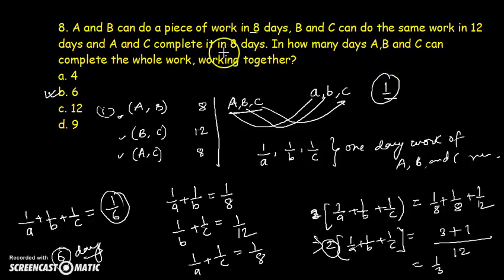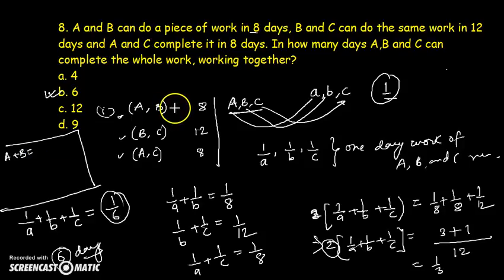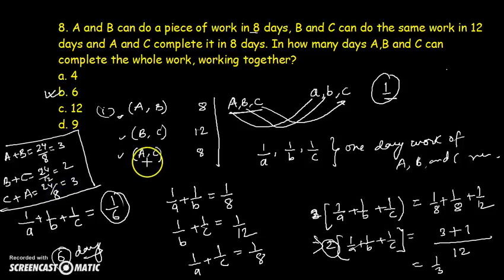The other method could be to assume the work to be not of 1 unit but the LCM of 8, 12 and 8, and the LCM is 24. So A's 1 day work plus B's 1 day work will be 24 by 8, 3. Similarly, B's 1 day work and C's 1 day work will be 24 by 12, which is 2 units, and A and C's 1 day work will be again 3 units.